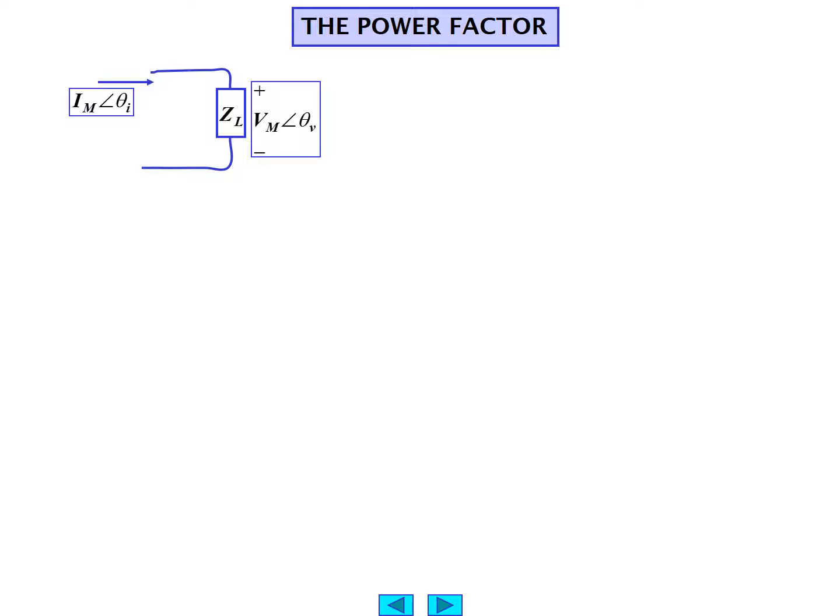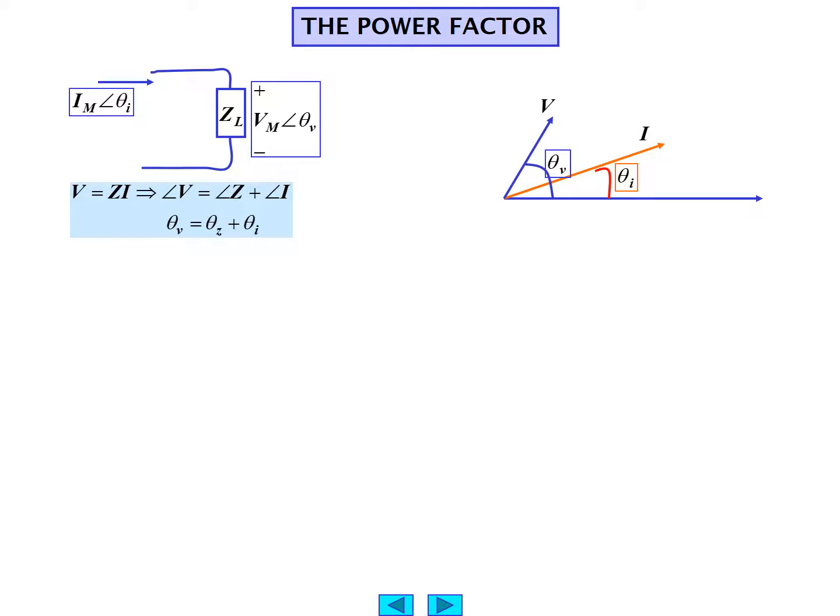Let's consider now something called the power factor. When we have a current I_m at some angle theta_I into a load impedance Z_L, which then produces a voltage V_m at some angle theta_V, we can now define its vector relationship, for example, theta_I for the phasor representation of I, and another phasor representation of V. And we now have the voltage V equal to Z times I.